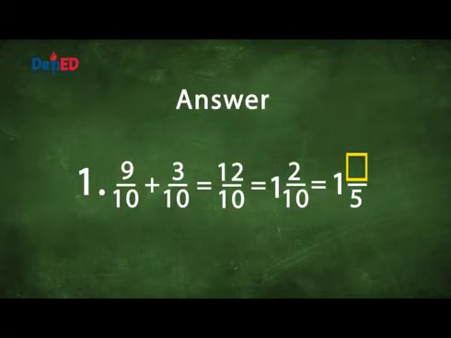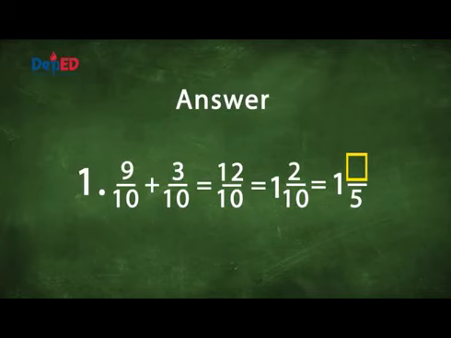Step 1. Since the given were already similar fractions, just add the numerators. 9 plus 3 equals 12. Copy the denominator 10. We have 12/10. Step 2. Reduce or change the answer to the lowest term if possible. Since the answer is an improper fraction, we need to change it to a mixed number. Divide the numerator by the denominator. 12 divided by 10 equals 1, remainder 2. So, 12/10 is equal to 1 and 2/10.